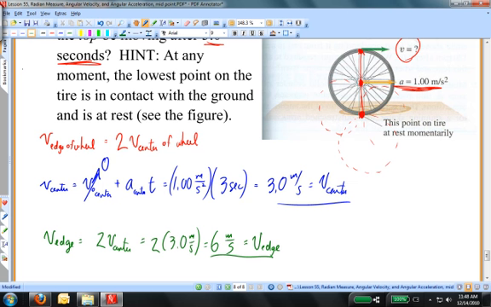And in fact, it doesn't matter what the radius of the wheel is. If the center of the wheel is moving at a certain speed, the top edge of the wheel is going to be moving at twice that speed.